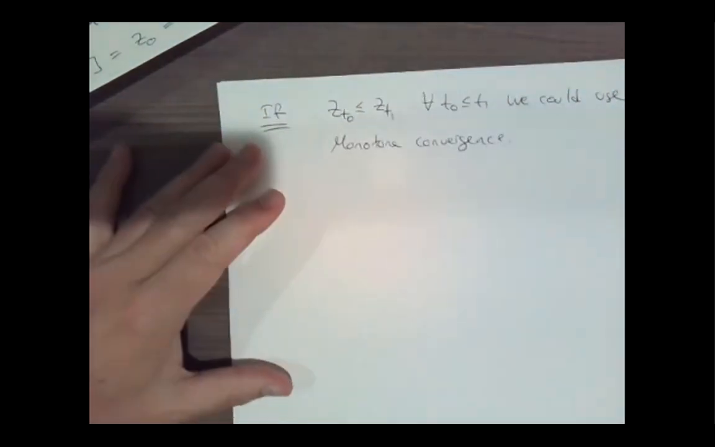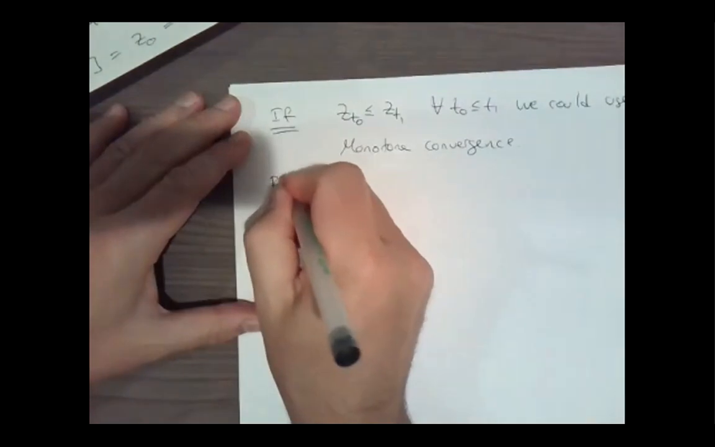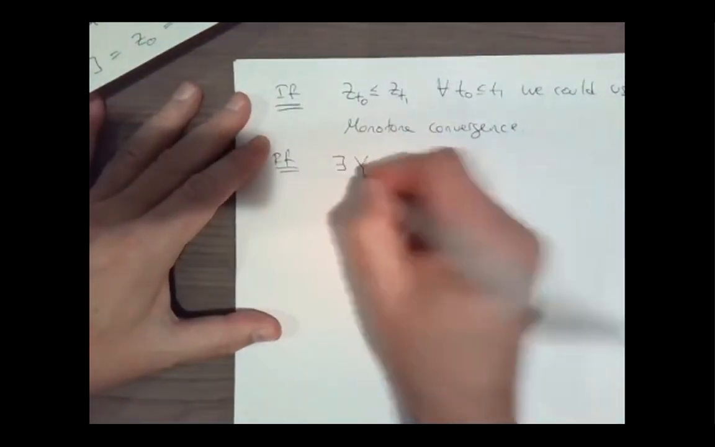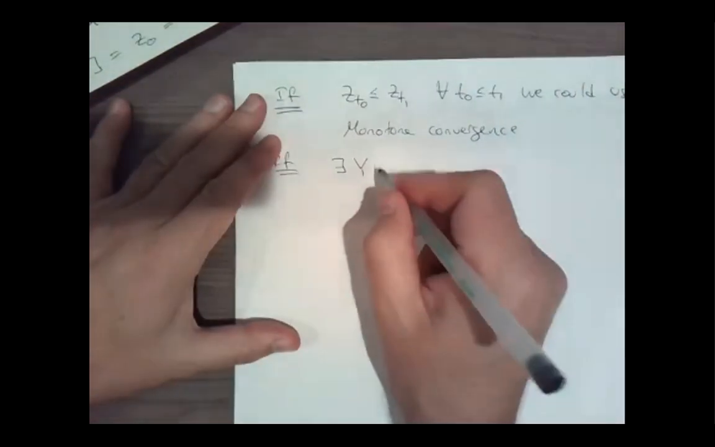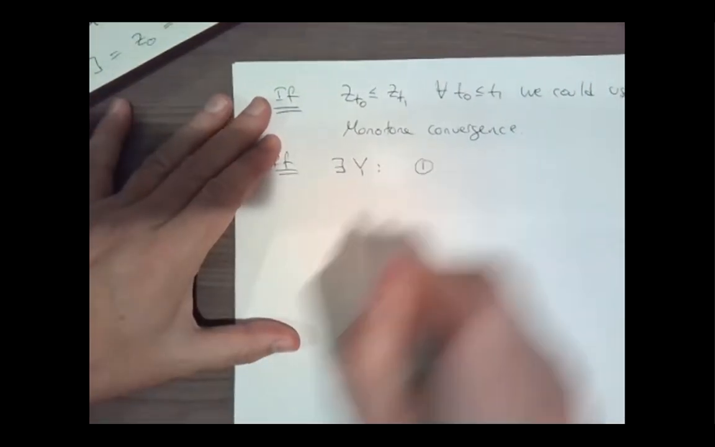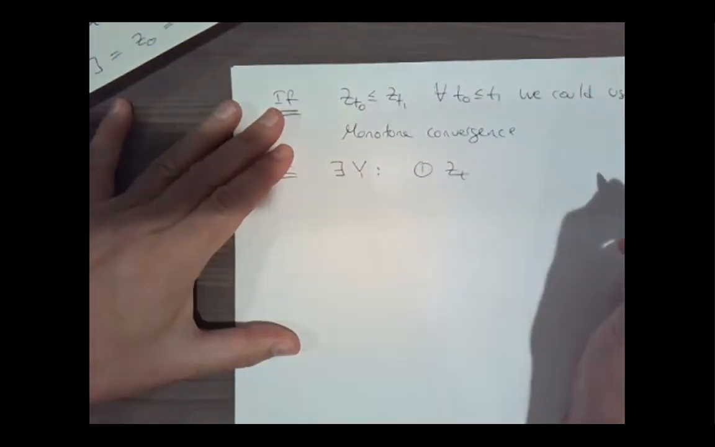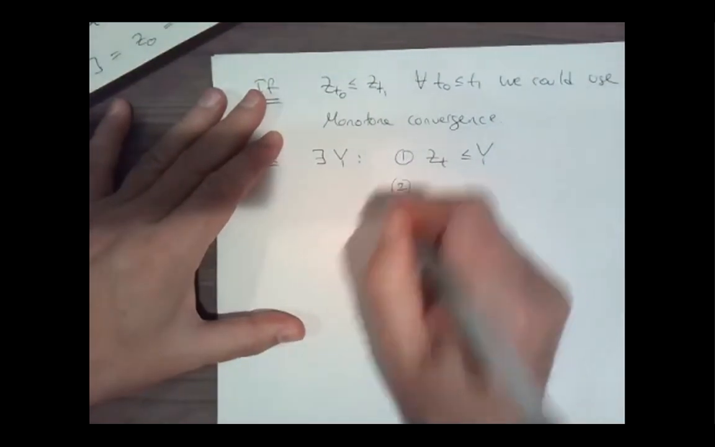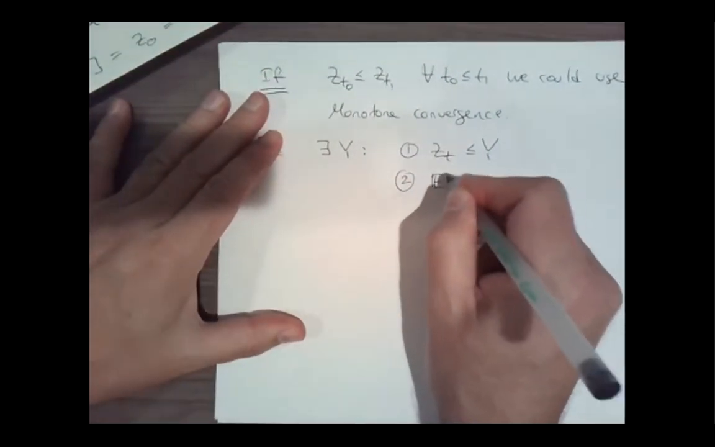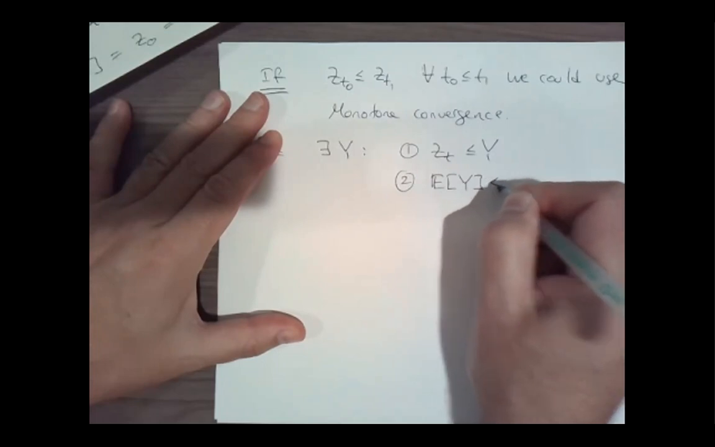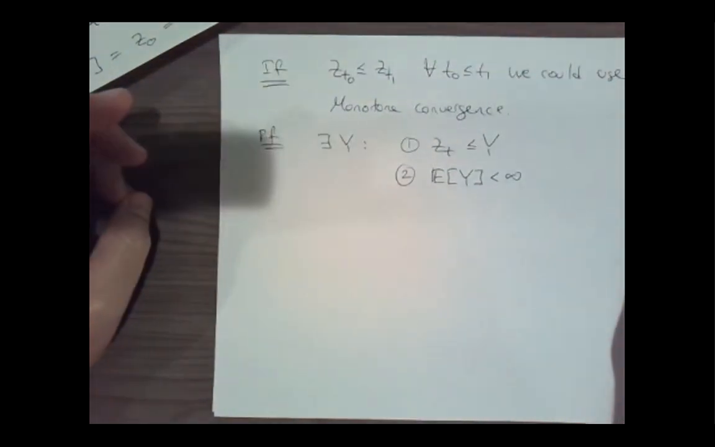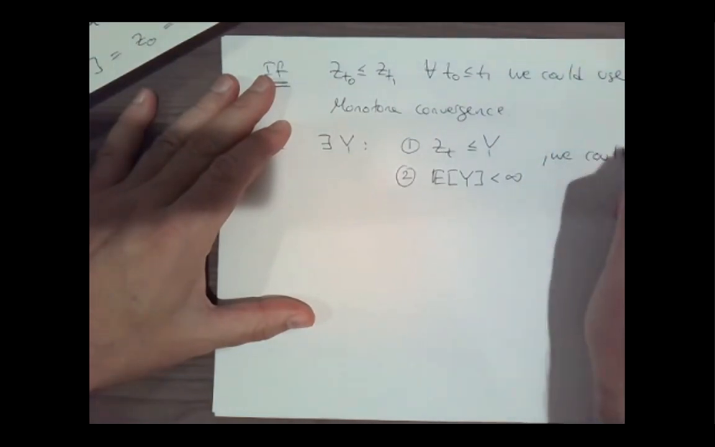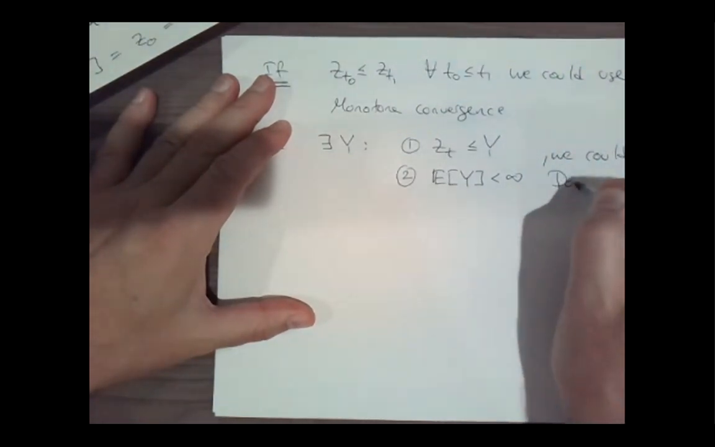There's another theorem that says if you can find a big random variable, say a Y, such that, first, C_t is bounded from above by Y, and second, the expectation of Y is finite, then we could use what's called dominated convergence.